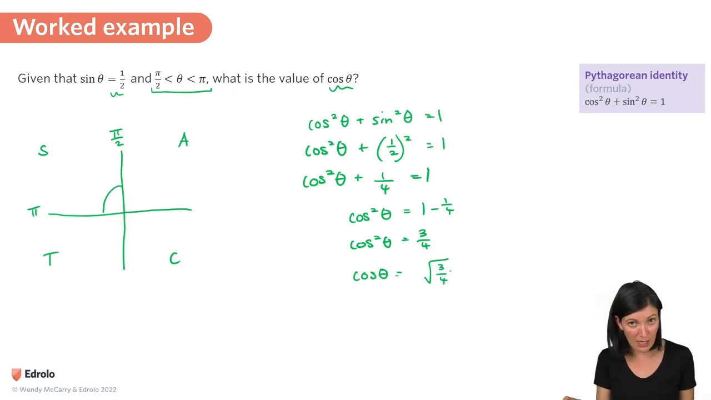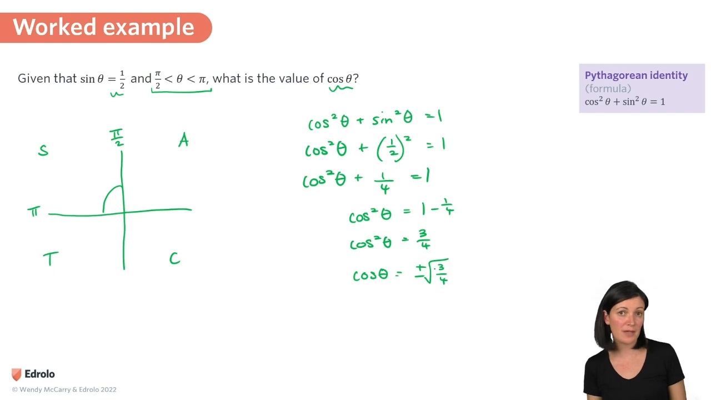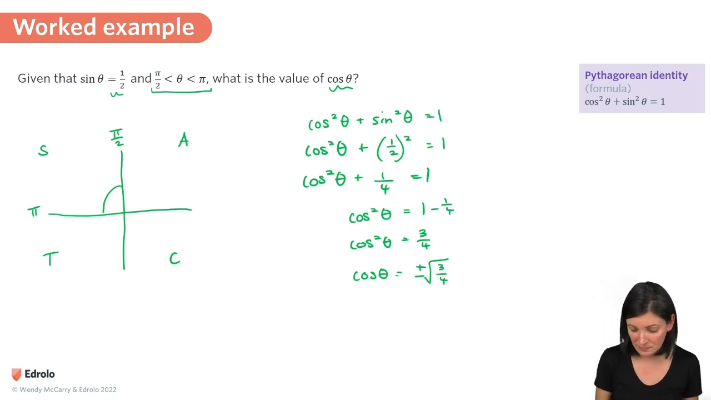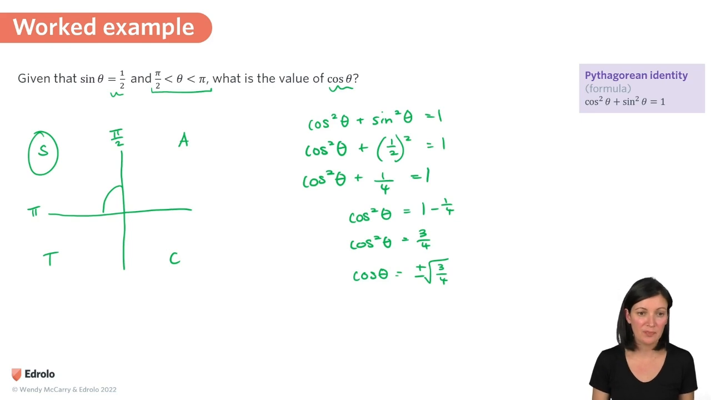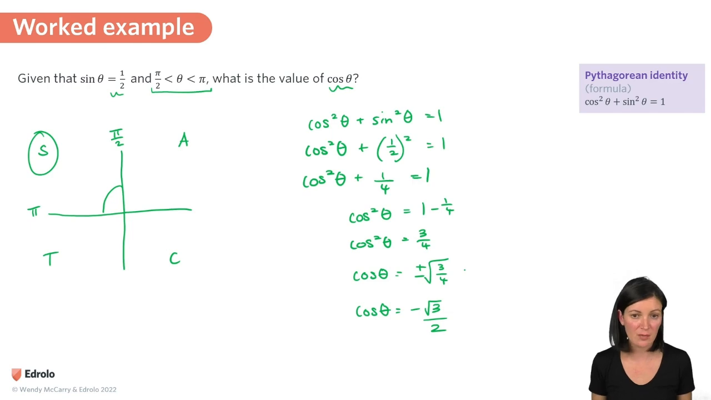Now, when I take the square root of a number, I've got to consider that it could be the positive or the negative value. And this is where my quadrants are going to come in handy. I've been told that my angle is between pi on 2 and pi. So only sine is positive in that quadrant. That means because I'm solving for cos, it has to be the negative of this value here. So negative square root of 3 on 4, or we should write that as negative root 3 on 2. And I've not been asked to find out what theta is. I just want to know the value of cos theta, so I've answered my question there.